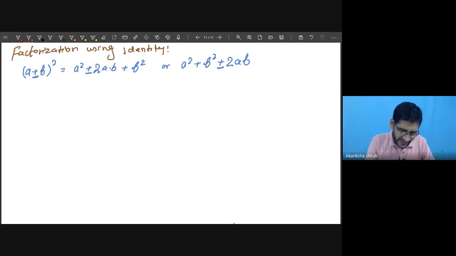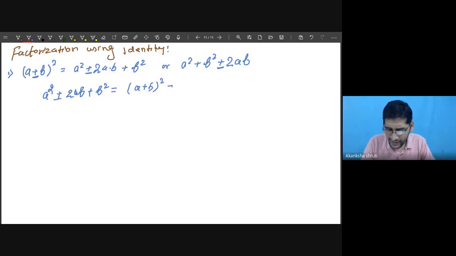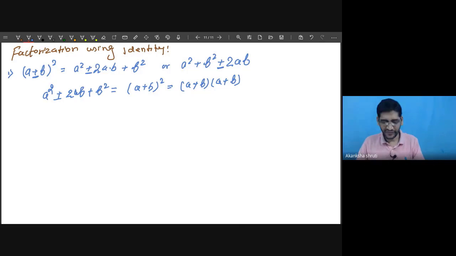The reverse way we can also use: if we have anything in the form of a square plus or minus 2ab plus b square, that can be written as (a plus b) whole square. And this whole square means it is the product of two brackets of the same kind. It is like this.